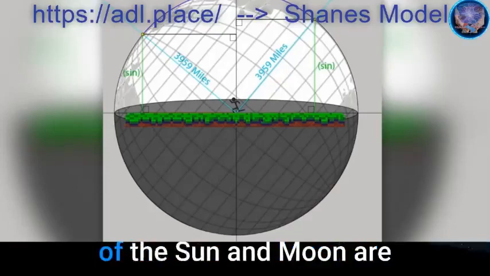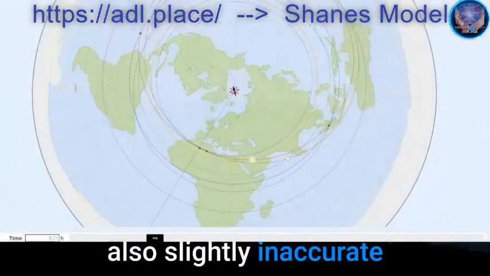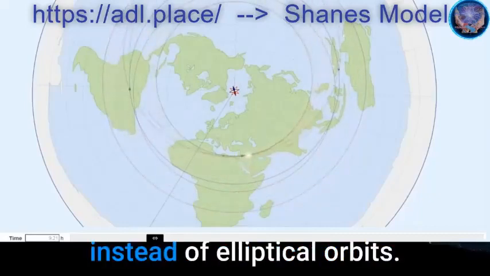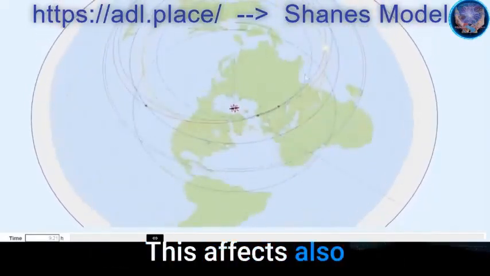Azimuth and elevation of the Sun and Moon are also slightly inaccurate according to the assumed heliocentric requirement due to the use of circular instead of elliptical orbits. This affects also moon phase.